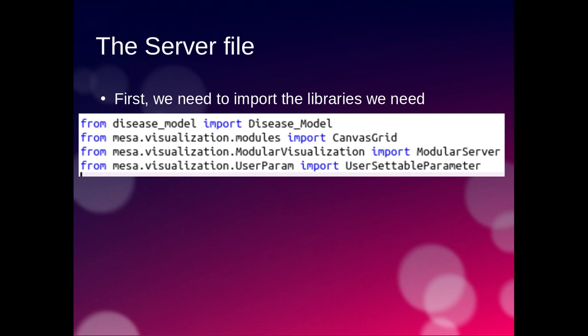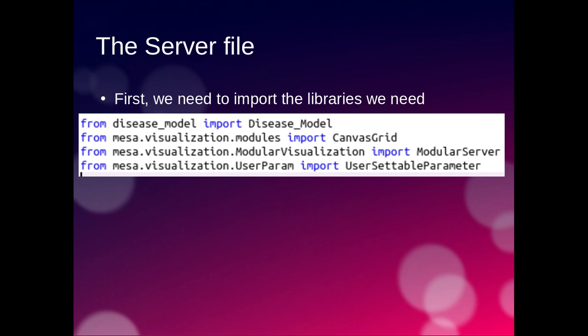So the first thing we need to do, as with any Python file, is to import the libraries we need. So here we're going to import these libraries on the screen, so I'll just talk you through them briefly first. You'll see the first one, we say from disease_model, that's the model file that we've just written. And from that, we want to import disease model, that's our disease model class. So the model class that we've just written, that's what we're going to import.